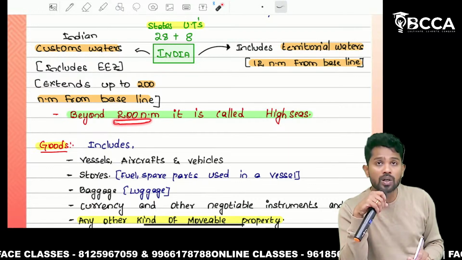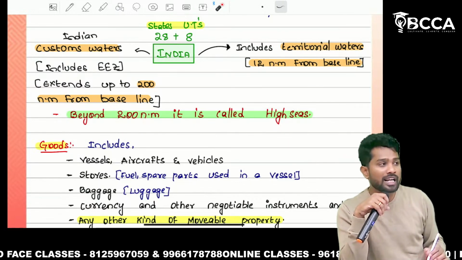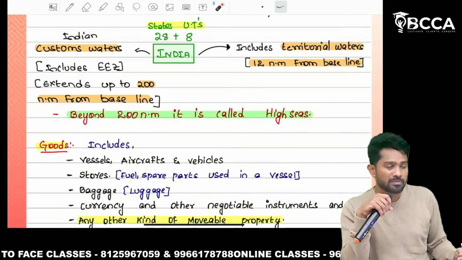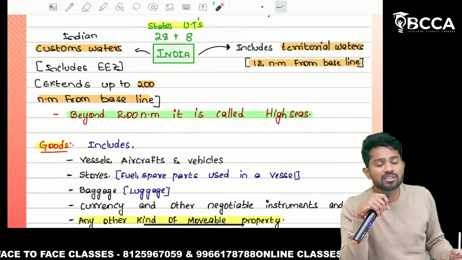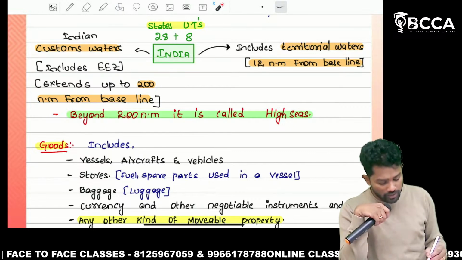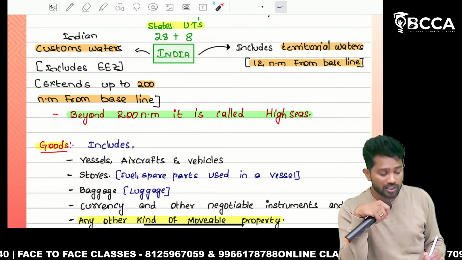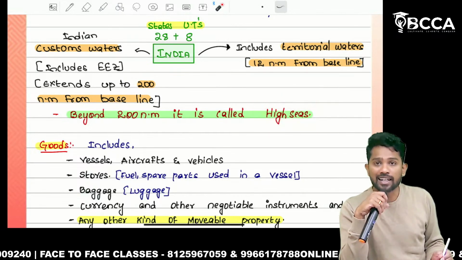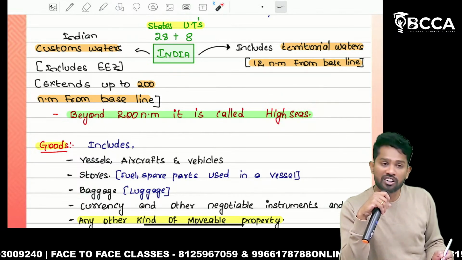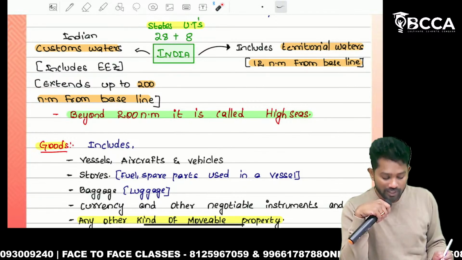The sea will not end at 200 nautical miles, right? The sea will be there even after 200 nautical miles. The waters beyond 200 nautical miles are called international waters, and that is called the high seas. In the high seas, every country will have equal rights.